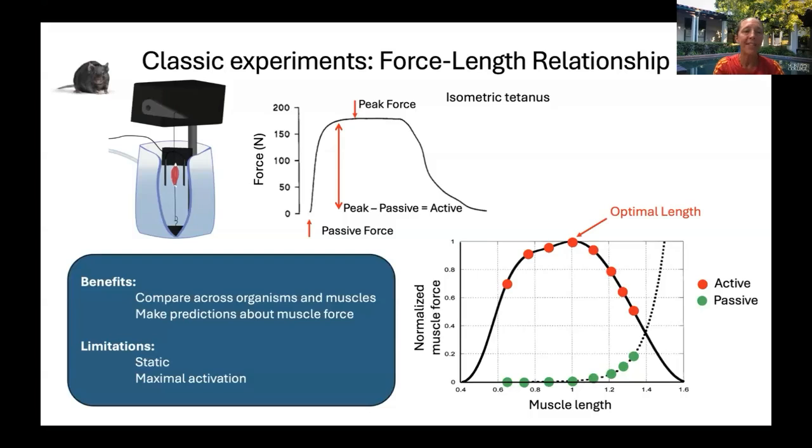Certainly, the benefit of this type of experiment is that we can compare across numerous different organisms and muscles, and we can make predictions about muscle force. So we might predict that a muscle functions at or near its optimal length in order to maximize its muscle force. But the limitations are that the muscles are pretty static. They are at a fixed length. They're not changing length at all, and they're maximally activated. And we know that this is not what's happening in vivo. So we have to take these things into consideration when looking at these data.